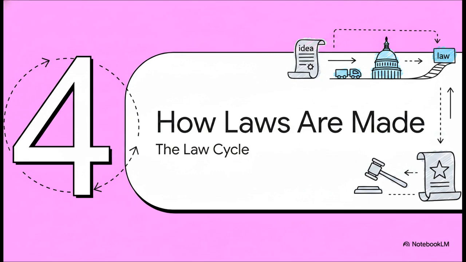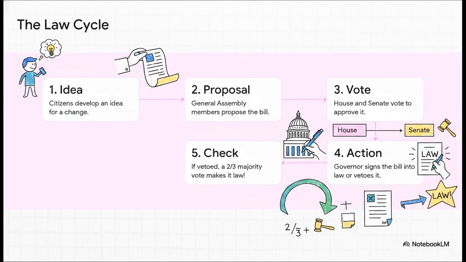Section 4. How laws are made. Let's look at the law cycle. How does a random idea actually become a binding law? It happens in 5 crisp steps. Step 1, a citizen comes up with an idea. Step 2, lawmakers propose it as a bill. Step 3, it goes to a vote.